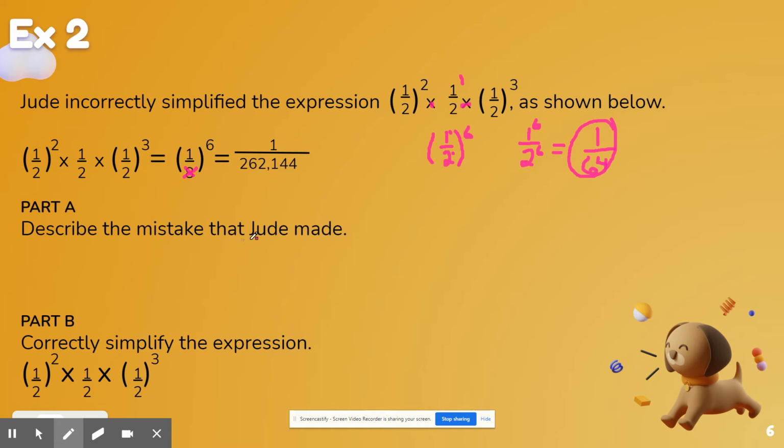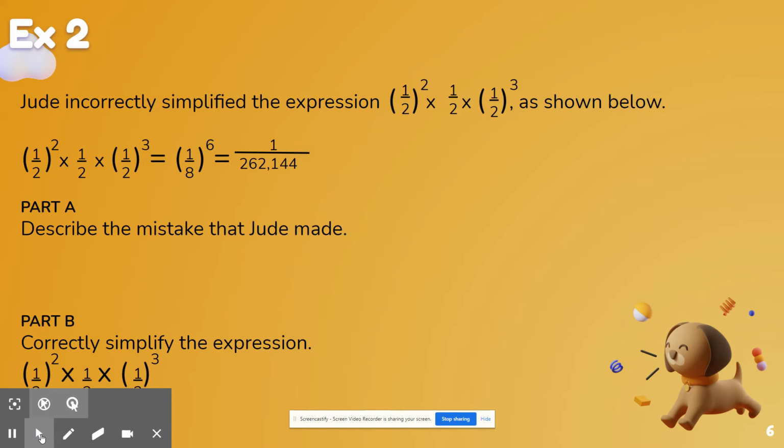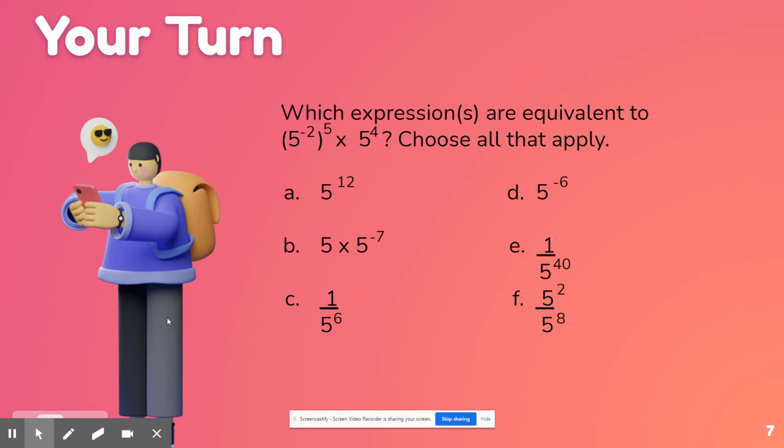And then, so that's the mistake she made, is that she multiplied the bases and shouldn't have. And then we already correctly simplified it over here. A lot of times, in order to figure out part A, you got to do that first.